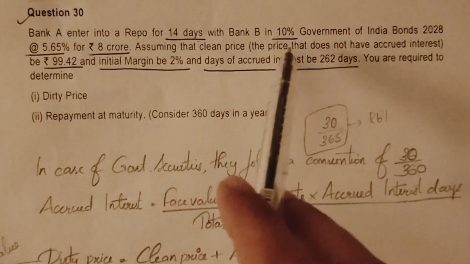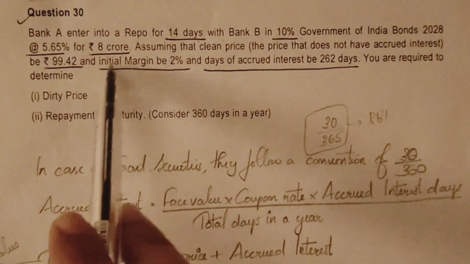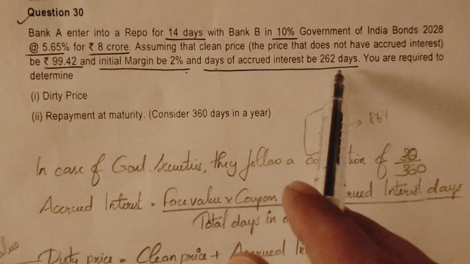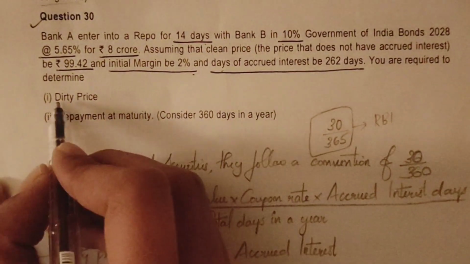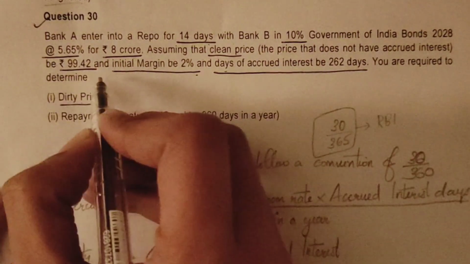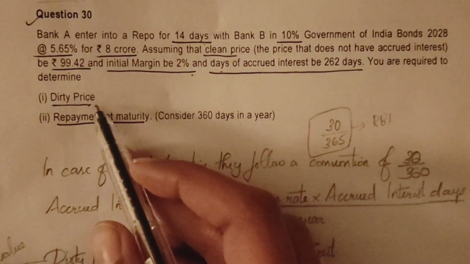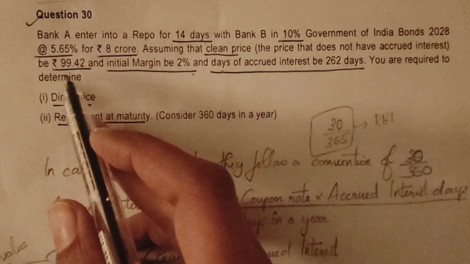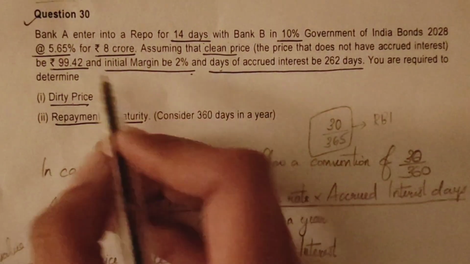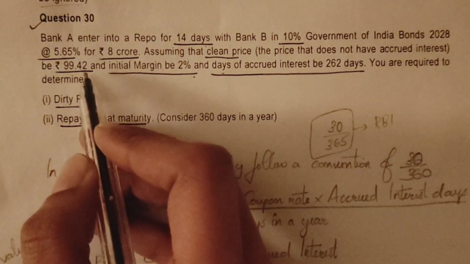Assuming that clean price, the price that does not have accrued interest, be 99.42 and initial margin be 2% and days of accrued interest be 262 days, we are required to determine the dirty price. So dirty price means clean price plus accrued interest and repayment at maturity. So first compute dirty price. Clean price is given 99.42 plus accrued interest. So price is 99.42. So we can assume that the face value is 100.